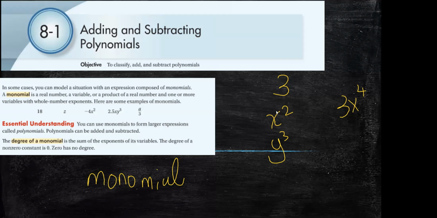It could be a variable, or a product, or a real number, or one variable like x squared y. This one also is a monomial. That means I am talking about one number or one variable. Monomials.